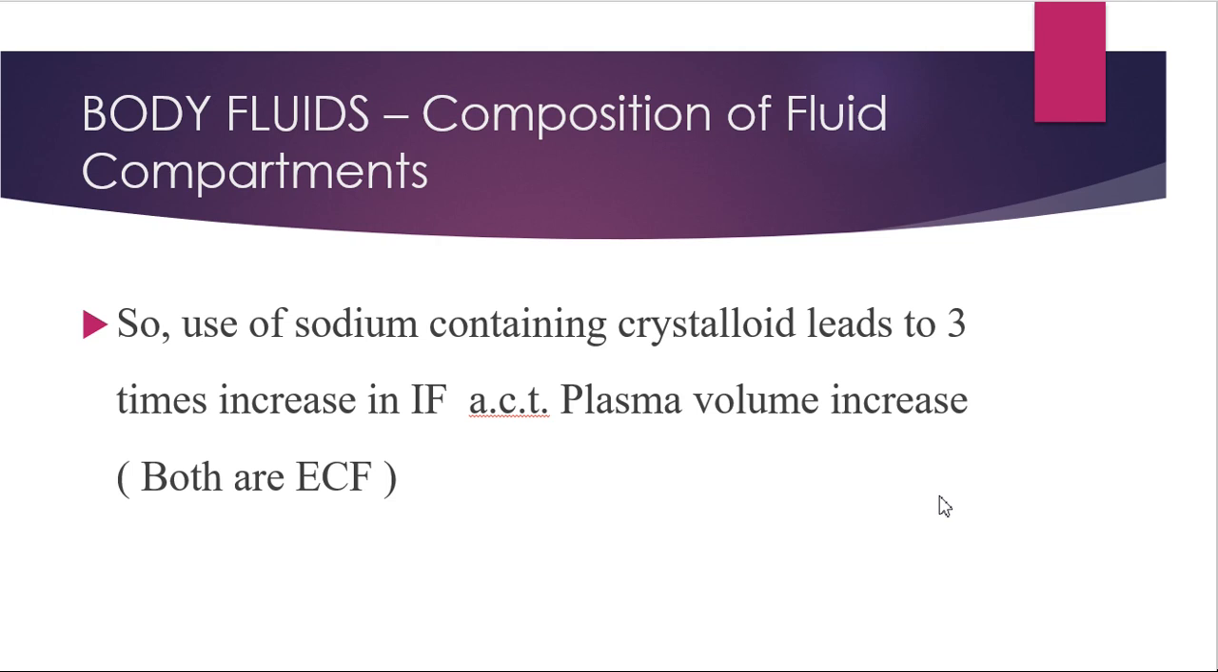So take home message: use of sodium containing crystalloid like normal saline, like dextrose normal saline, like 3% normal saline. 3% normal saline is usually given in hyponatremia cases. Less sodium is there. It leads to 3 times increase in interstitial fluid as compared to plasma volume increase, and both are components of extracellular fluid. Okay, till now I think everything is fine.